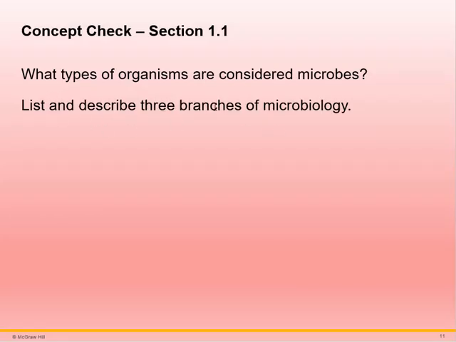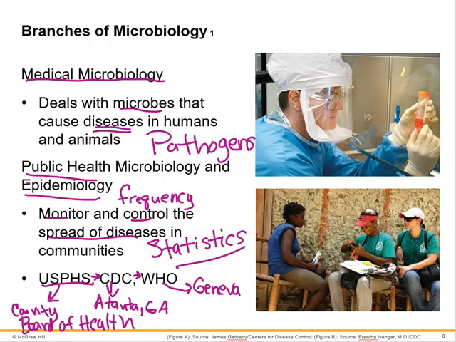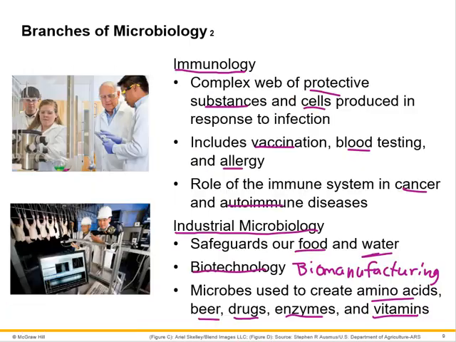List and describe 3 branches. There are not just 3, but the question is just asking you to pick 3 and discuss them. There's several. Medical microbiology, which studies disease in humans and animals, and then public health microbiology and epidemiology that looks at the frequency and control of the spread of diseases in a population. Immunology, which is looking at the immune system and how we can learn from it and learn how it works.